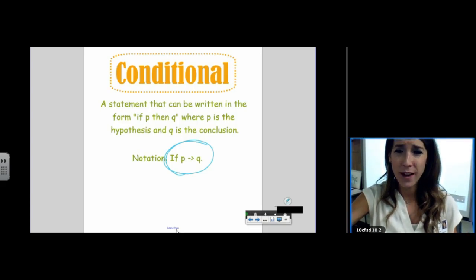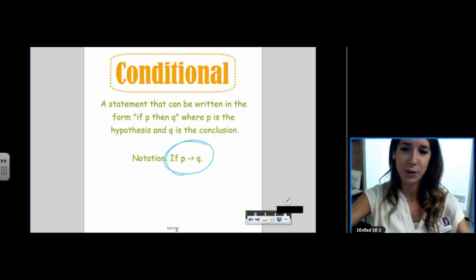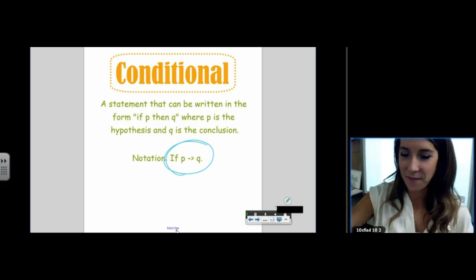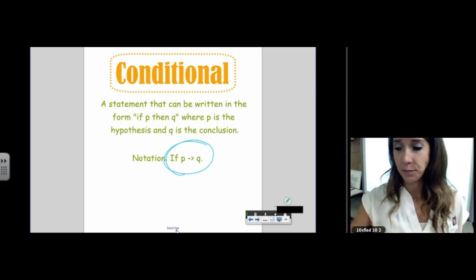Did you ever hear that phrase, mind your P's and Q's? I think it's from like the 1950s. Anyways, there's your P's and your Q's. There you go. Well, you can Google it. All right, let's move on. That is a conditional. Oh, we need an example.